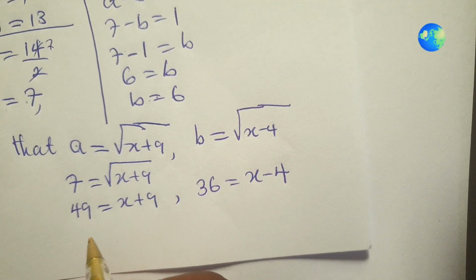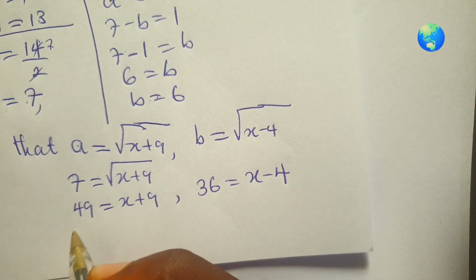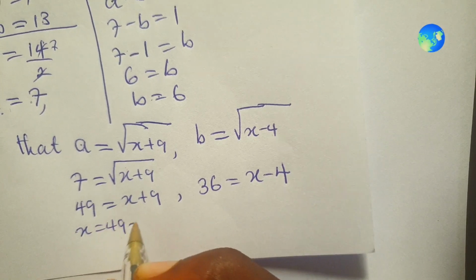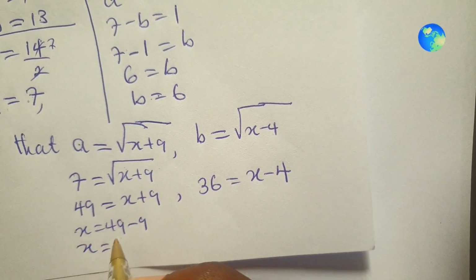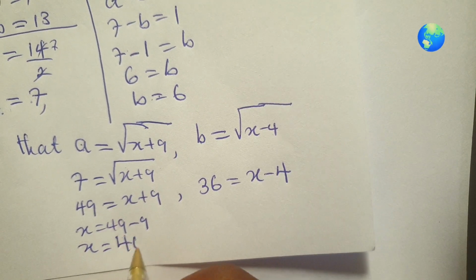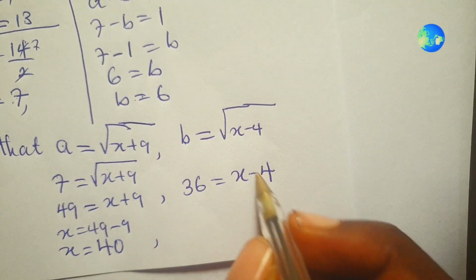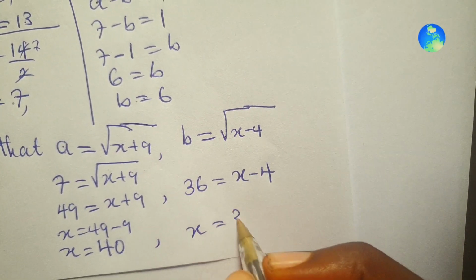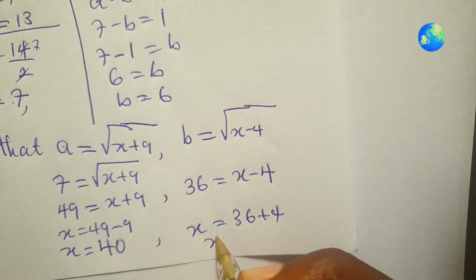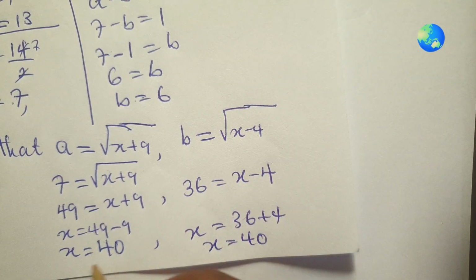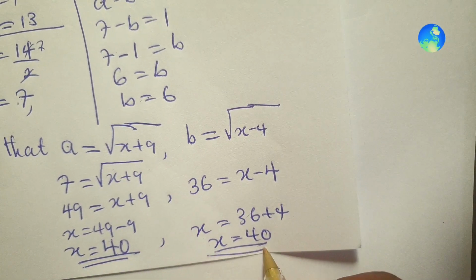That means for this one, x is 49 minus 9, so x is 40. And at the same time, if I work it out here, I have 36 plus 4, so x is 40 as well. That implies the value of x is 40.